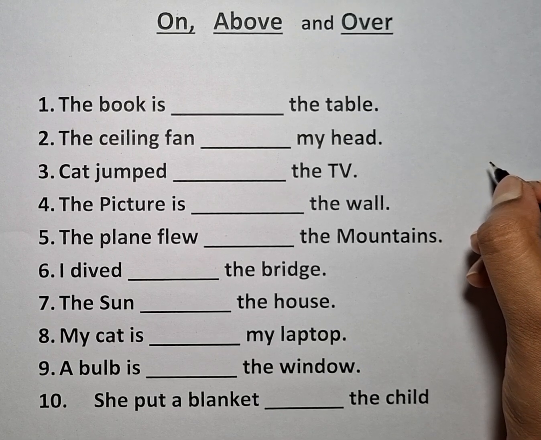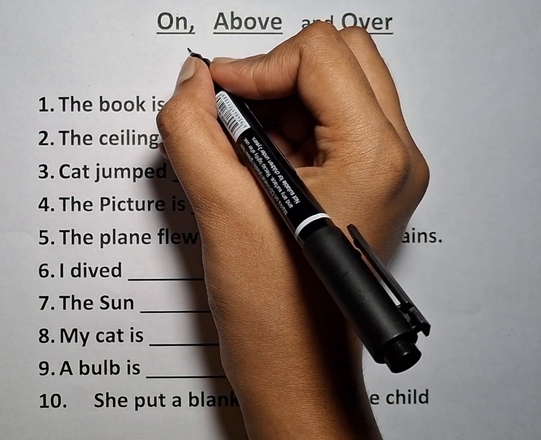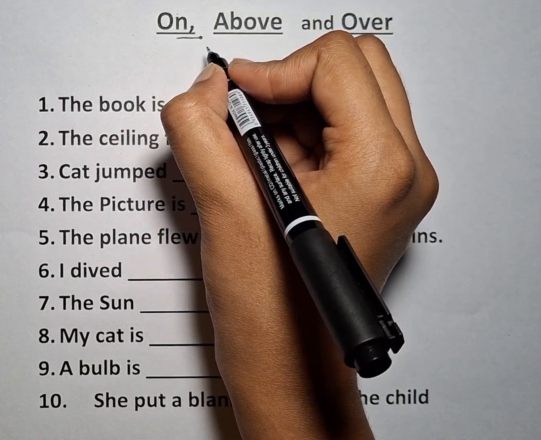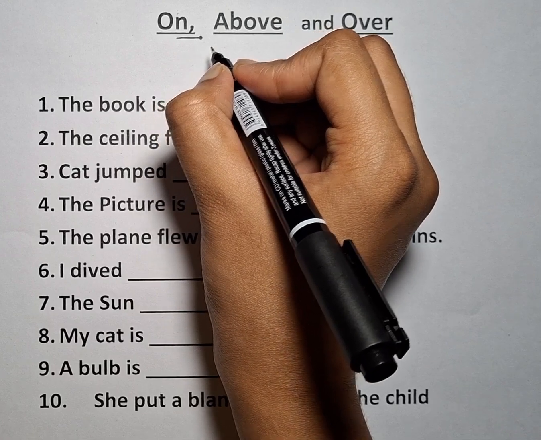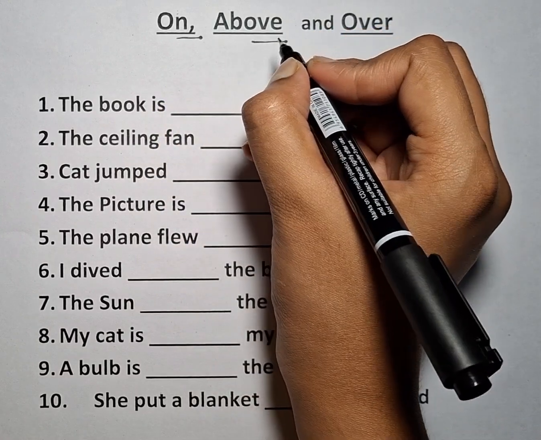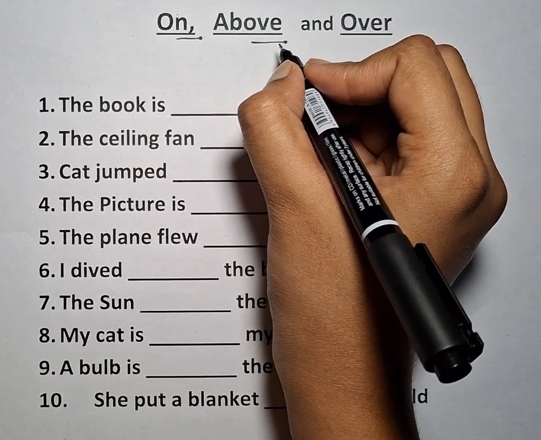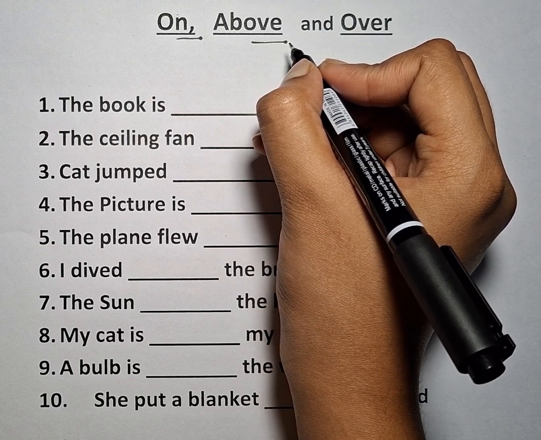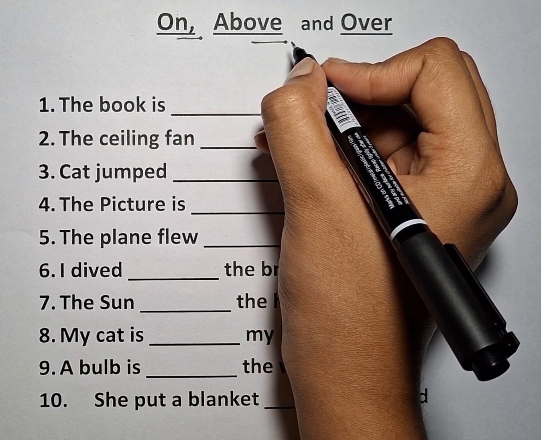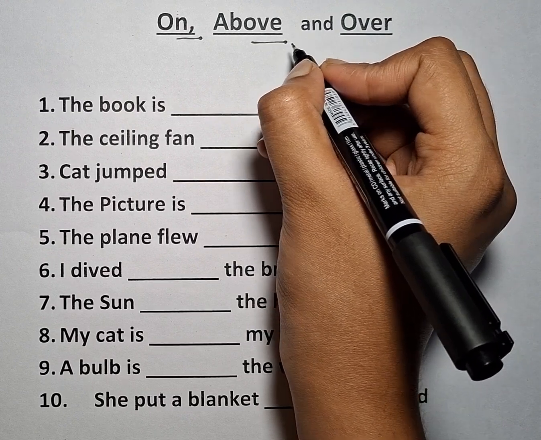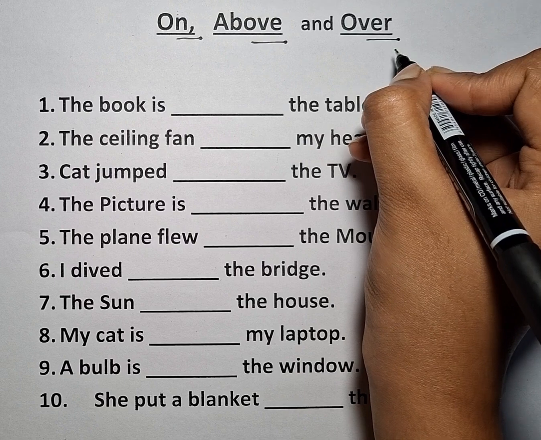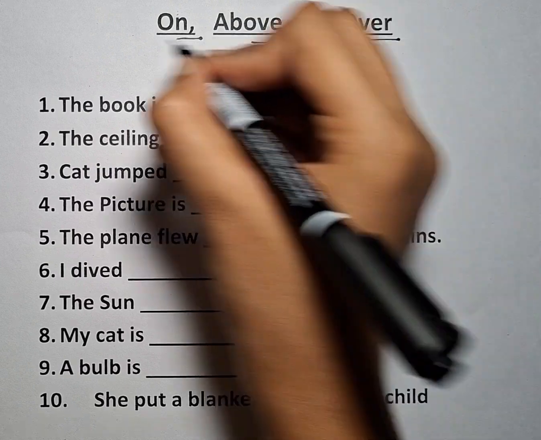Now I will explain the use of these prepositions. On indicates a position of contact or support on a surface. Above indicates a position higher than something else without necessarily implying contact, often used for things that are not directly touching. Over indicates a higher position with movement or covering something.